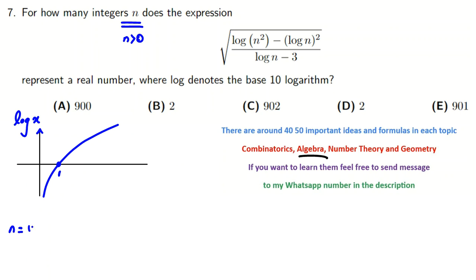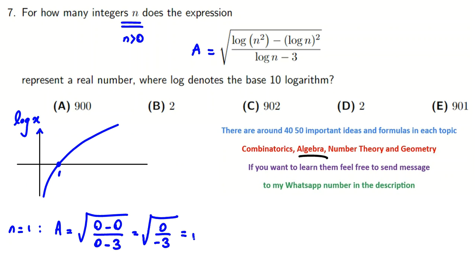If n is 1, then let's consider this expression A. A will be the square root of (0 minus 0) over (0 minus 3). It will be the square root of 0 over negative 3, which will be the square root of 0, which is 0. It's a real number, so one answer is n equals 1.